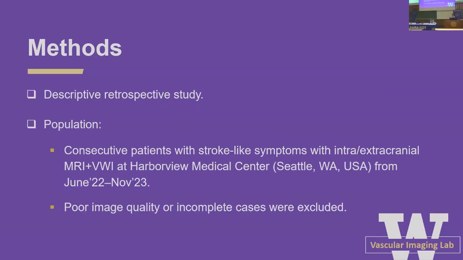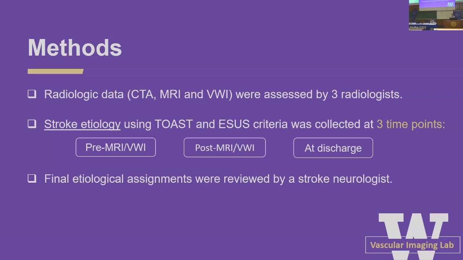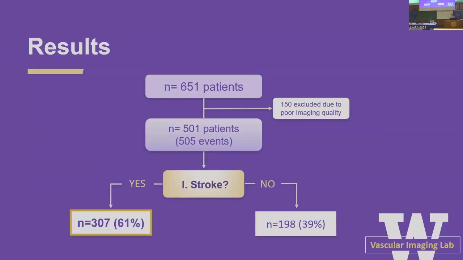This is a retrospective study of our database, and we looked at patients who went through that stroke protocol in the window from June 2022 to November 2023, and patients with limited image quality or incomplete clinical data were excluded. We established the diagnoses at the time before MRI, after MRI, and then at the time of discharge. And we had 3 radiologists who reviewed all the vascular imaging and MR imaging that we underwent. And these etiologic diagnoses were established by a stroke neurologist at these 3 time points.